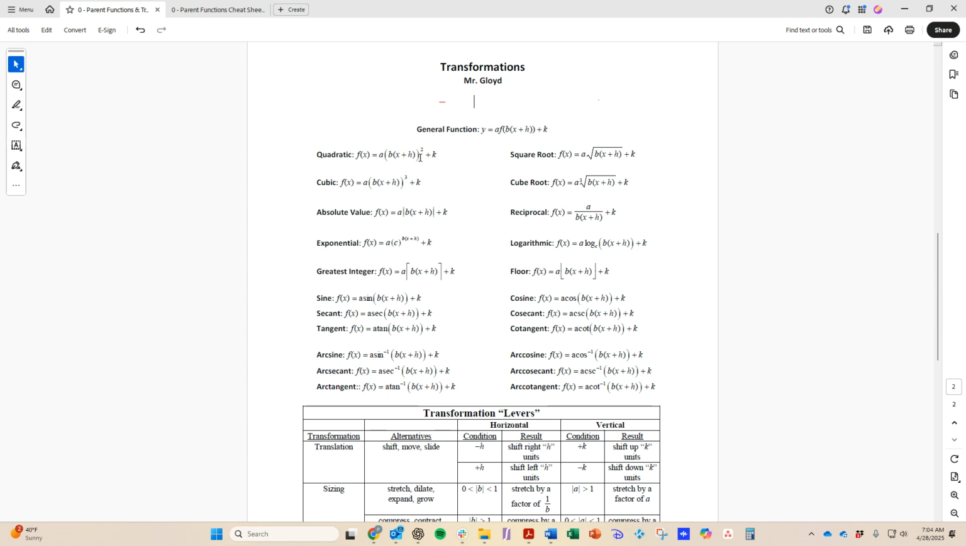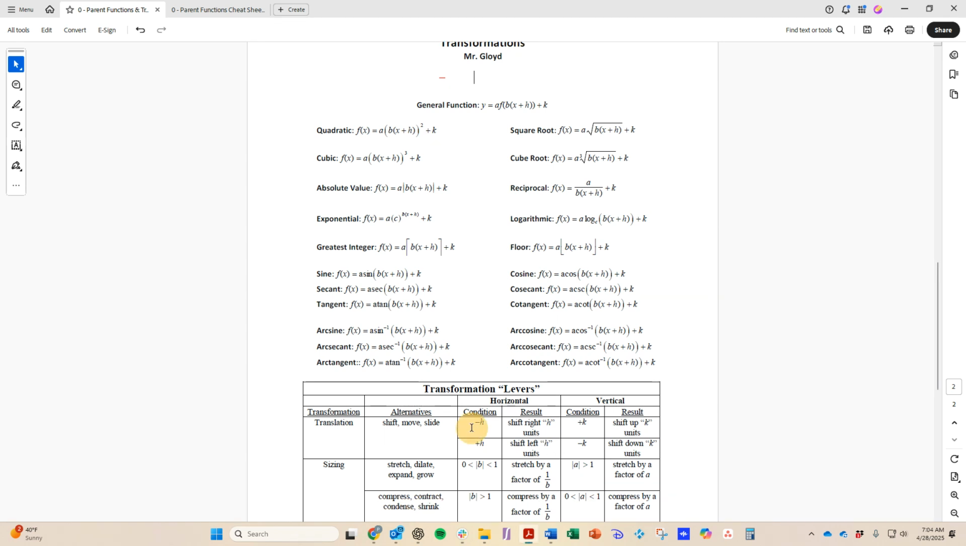So H and K are your shift levers. They shift left and right in the case of H and up and down in the case of K, right? And you can see right down here at the bottom that it tells you which way it goes. If H is negative, then it's going to shift right H units. If H is positive, it's going to shift left H units. And in terms of vertical, if K is positive, it's going to shift up. And if K is negative, it's going to shift the graph down, okay?